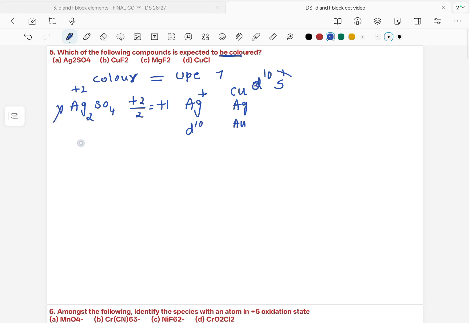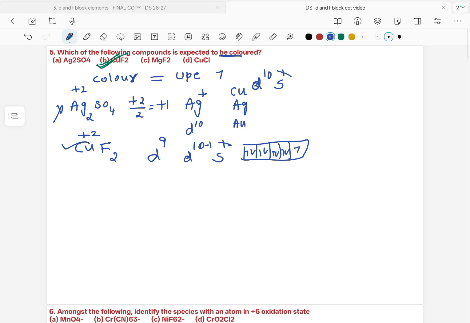Let us check the second option, CuF2. Copper here exists in plus 2 oxidation state where it has d9 configuration, that is from d10 4s1 configuration. It lost 2 electrons here and gets d9, where it will have one unpaired electron in its d orbital. This way it has an unpaired electron, so this should be colored. So our option should be B option.